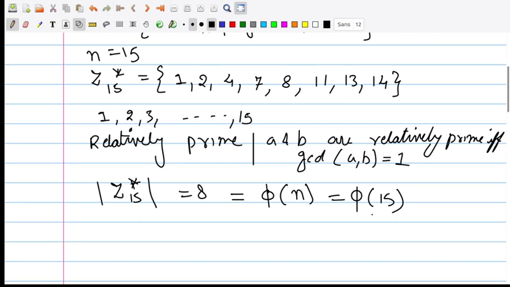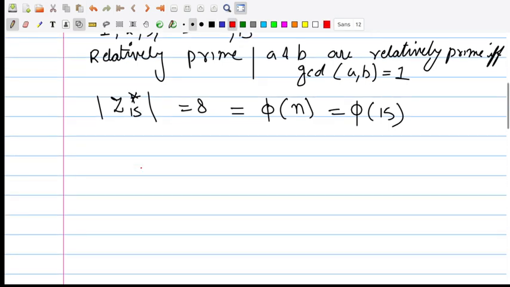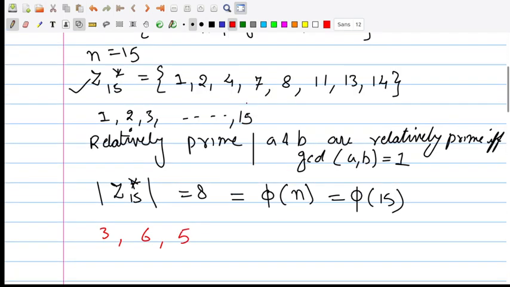Alright, so when I was forming this group Z15 star, I said like 5 is not there, 6 is not there, 7, 5, 6, 9. These elements are not part of the group. Let's just quickly understand why it is not there, even though it might be very clear to you, but let me just quickly talk about it. So 3, 5 and 6 are the elements which are not part of the group Z15 star.